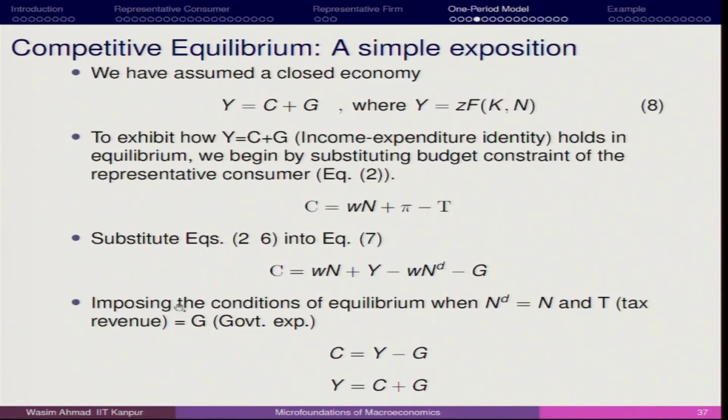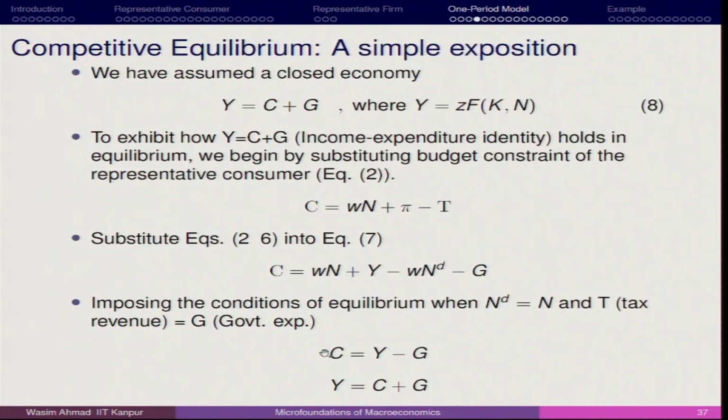Imposing the conditions of equilibrium, when N d is equal to N s. So, at the equilibrium, the labor market clears. Demand for labor and supply of labor will get cleared here. So, here you have plus, here minus, so this gets cancelled. Once we have cancelling of these two, what we get is C is equal to y minus G, which can be written as y is equal to C plus G.